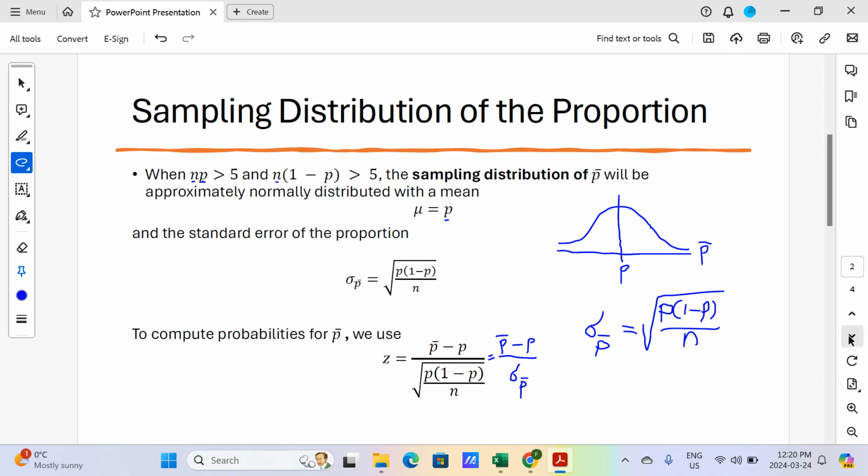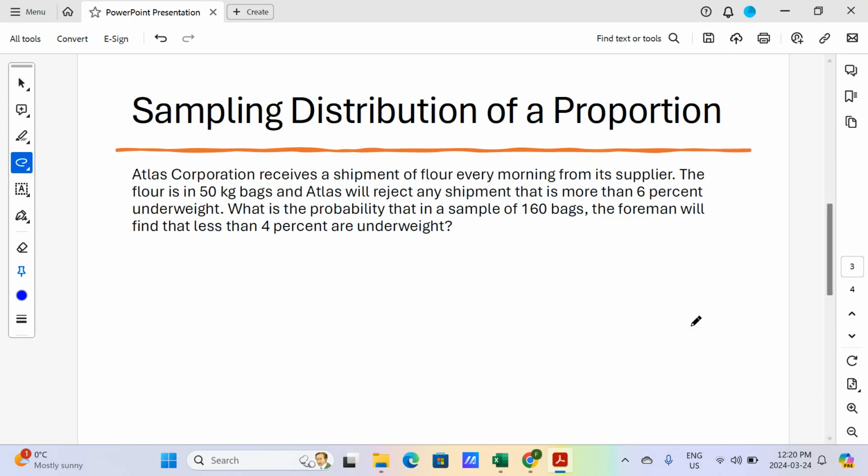Let's go and solve an example. Look at here, the question says Atlas Corporation receives a shipment of flour every morning from its supplier. The flour is in 50-kilogram bags, and Atlas will reject any shipment that is more than 6% underweight.